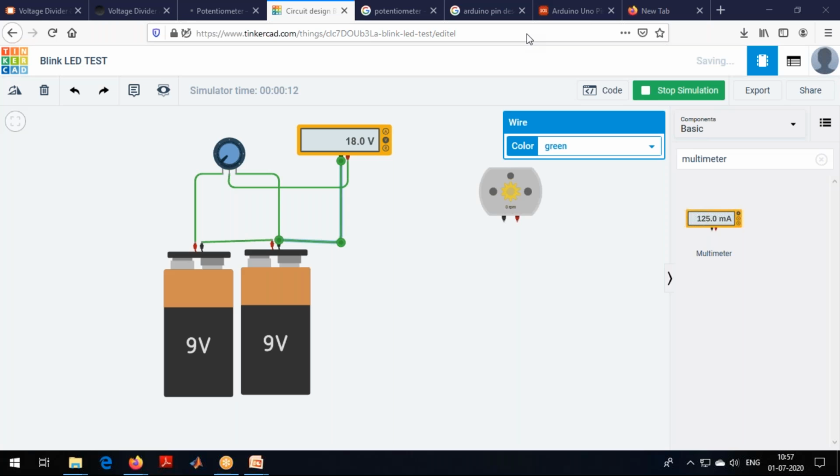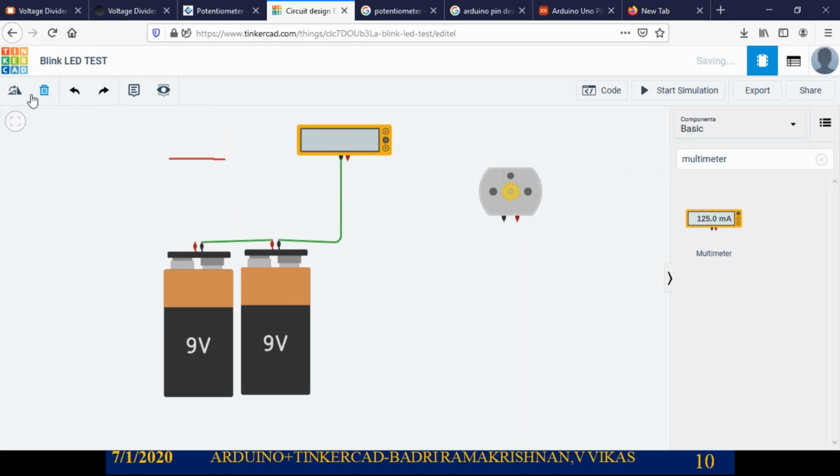Okay, it will be clear. Right now it is 18. Now changing that particular voltage, for example, 12 volts. Okay, up to 12, changing these requirements. Now let me remove all these things.